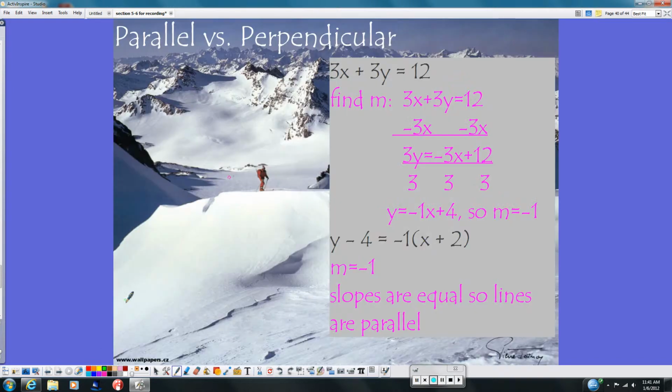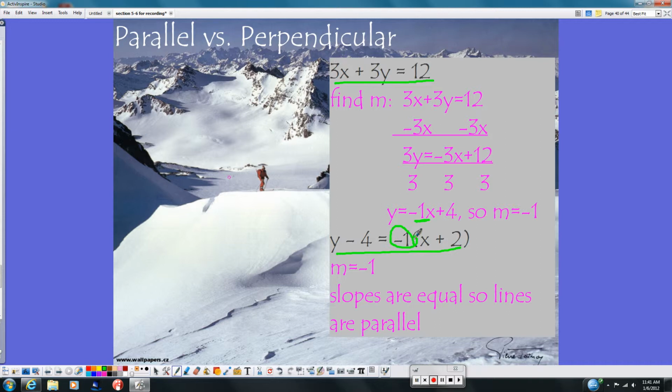Let's take a look at another example. We have our equations 3x plus 3y equals 12 and y minus 4 equals negative 1 times the quantity x plus 2. This is given to us in standard form, so we have to find the slope first by putting it into slope-intercept form. So we subtract 3x from both sides. We have 3y equals negative 3x plus 12. We divide everything by 3, so we have y equals negative 1x plus 4, so my slope is negative 1.